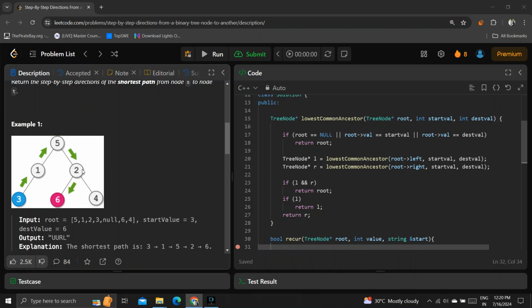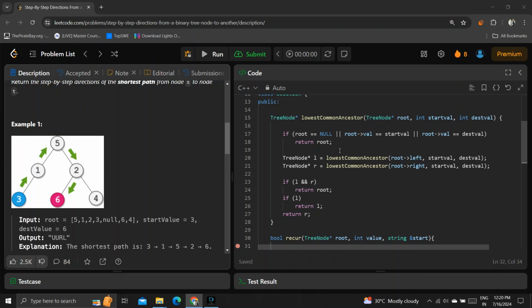When we reach 2, 2 is the destination value, so we will return 2, right? So both 1 and 2 exist, so we will return the root. If both of these exist, then we will return the root. If only 1 exists, then we will return 1 only. If only 2 exists, we will return 2. So, right, this is the code for it.